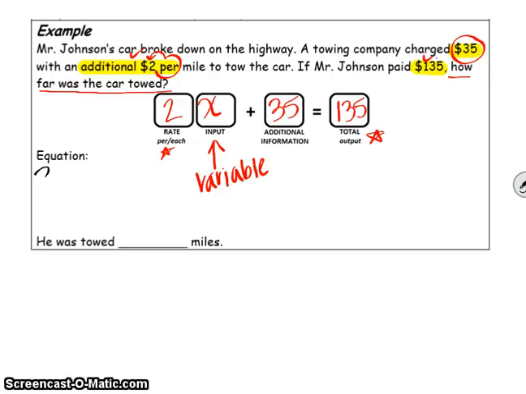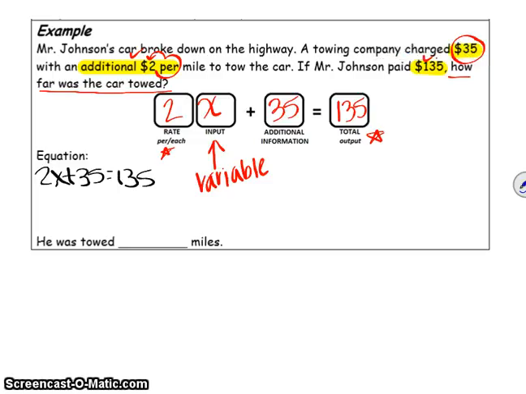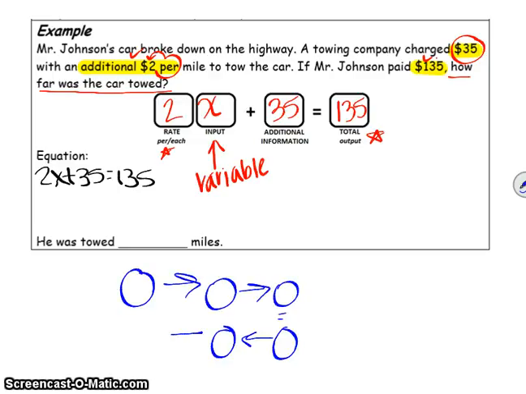So I want to rewrite this equation: 2x plus 35 is equal to 135. I have to solve this equation. Remember that there's a couple of ways that I can do that. I want to do it by using my circles, or my flowchart is what it's called. So inside of my flowchart, I'm going to first start with my variable, which is x. What I'm doing with my x is multiplying that by 2. So I'm going to put times 2. X times 2 is 2x.